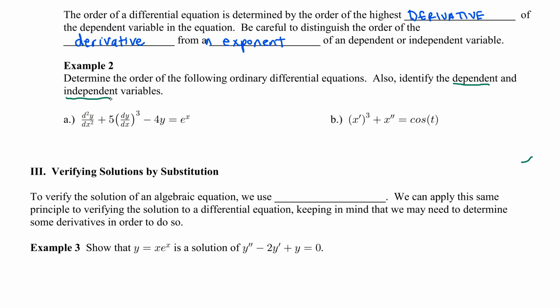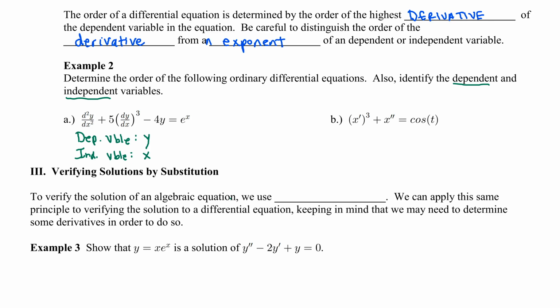So example A is written with Leibniz notation. D squared y over dx squared plus 5 times dy over dx cubed minus 4y equals e to the x. First of all, let's identify the dependent and independent variables. With Leibniz notation, recall that the dependent variable is identified by the variable in the numerator of the Leibniz notation. So in this case, the dependent variable is y. That means the independent variable identified there from the denominator of the Leibniz notation is x.